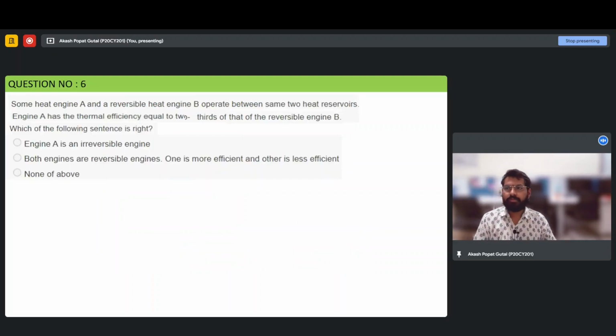So question number 6. Some heat engine A and a reversible heat engine B operate between the same two heat reservoirs. Engine A has a thermal efficiency equal to two-thirds of the reversible engine B. Which of the following statements is right? Engine A is an irreversible engine. Both engines are reversible engines. One is more efficient and the other is less efficient. None of them. So take 2 minutes to solve this problem.